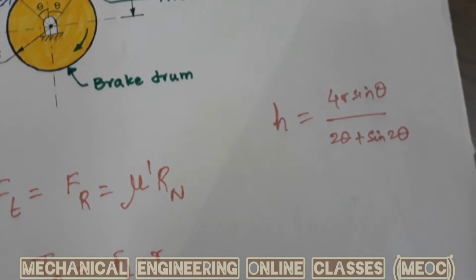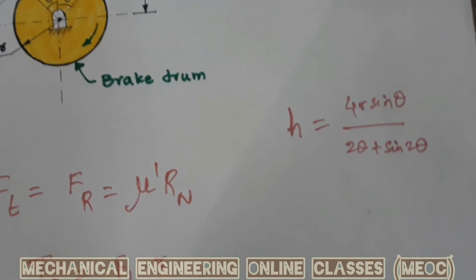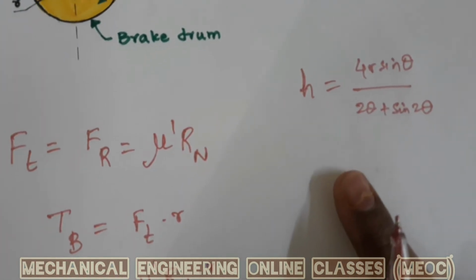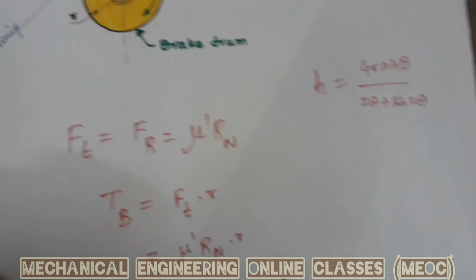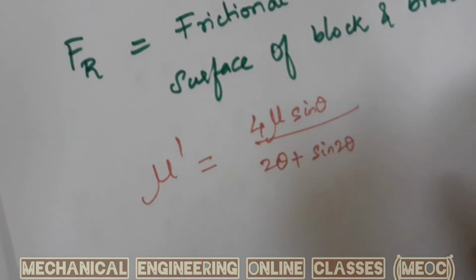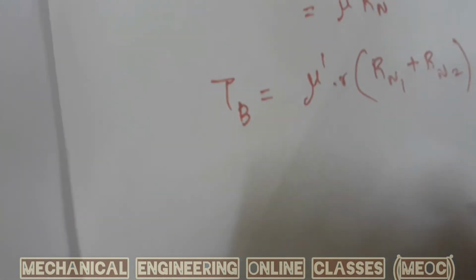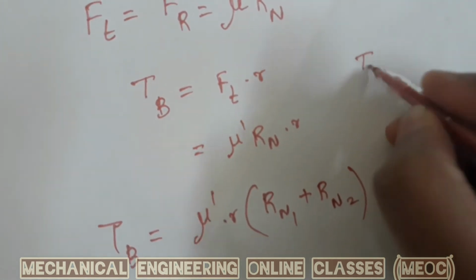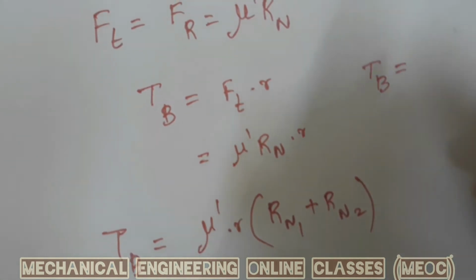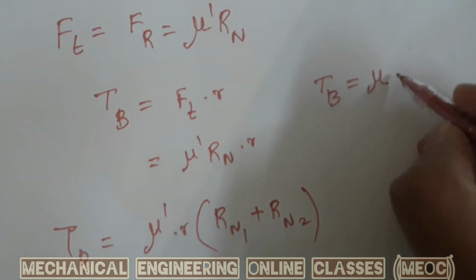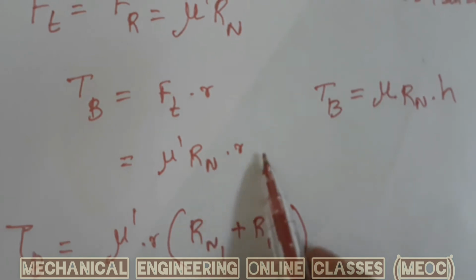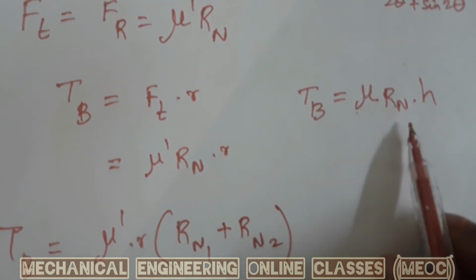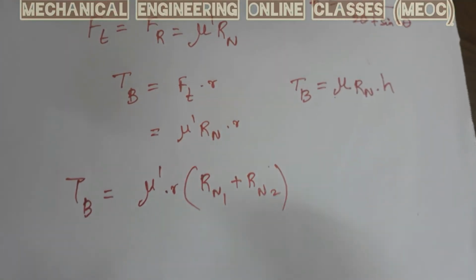So that is this. If we want to find the braking torque in terms of h, because 4 sin theta by 2 theta plus sin 2 theta is the same in both mu dash and h, we can write Tb as mu Rn h. This is mu dash Rn R, or it can be written as mu Rn and h. Both will be the same.